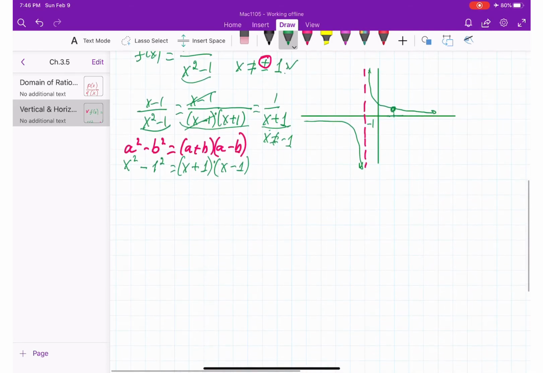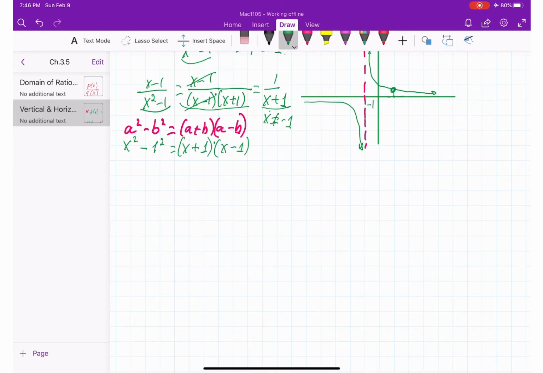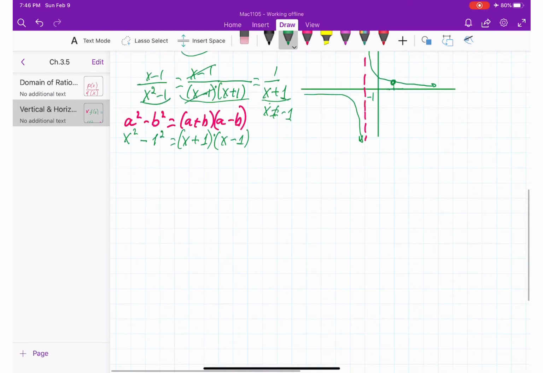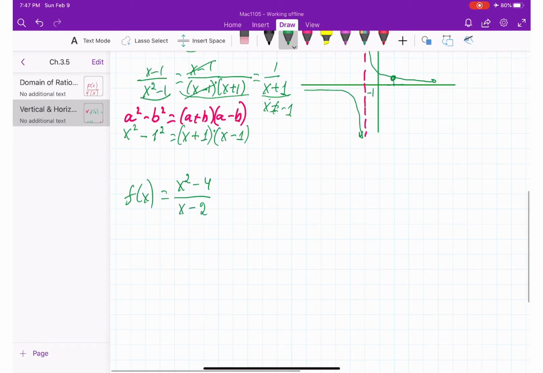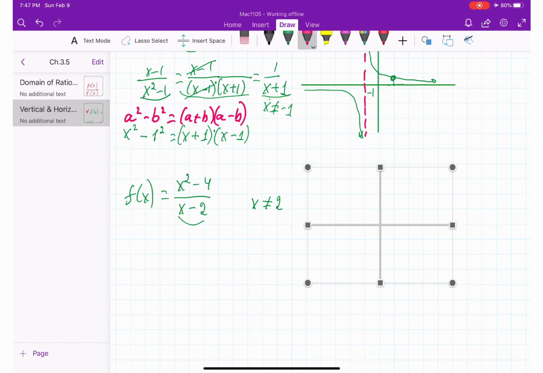Okay, let me explain another example. F of x is equal to x squared minus 4 over x minus 2. So based on the domain, x cannot be equal to positive 2, correct? Because if x is positive 2, we get division by 0. All right. This is my asymptote. It's going to be positive 2. Here it is.